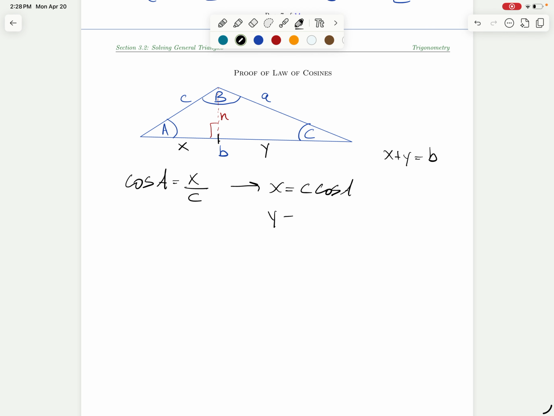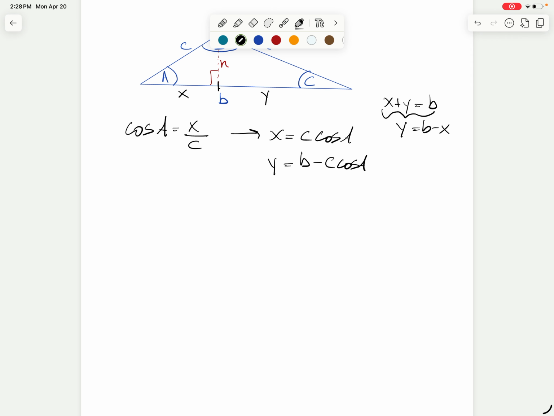And y, I'd like to write y in terms of this. y is b minus c times cosine of A. Where is that coming from? Right here, I can think of y as b minus x. I just figured out what x was, so plug that in. And you end up with y in terms of cosine of A. All right, so that's that. We did cosine of A.